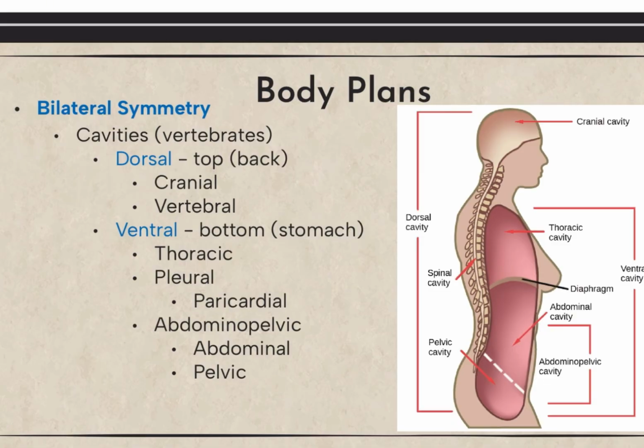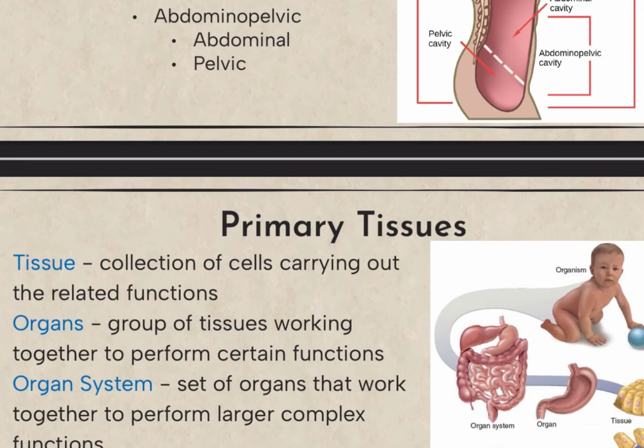Next, we have our ventral, and this means our bottom cavity, like our stomach. And in here, we have our thoracic, pleural, and our pericardial, plus our abdominal-pelvic, which just splits into the abdominal and pelvic. So all of these things mean our thoracic is going to be our lungs, and then our abdominal and pelvic is just our stomach, and all of our organs lower in the pelvic region.